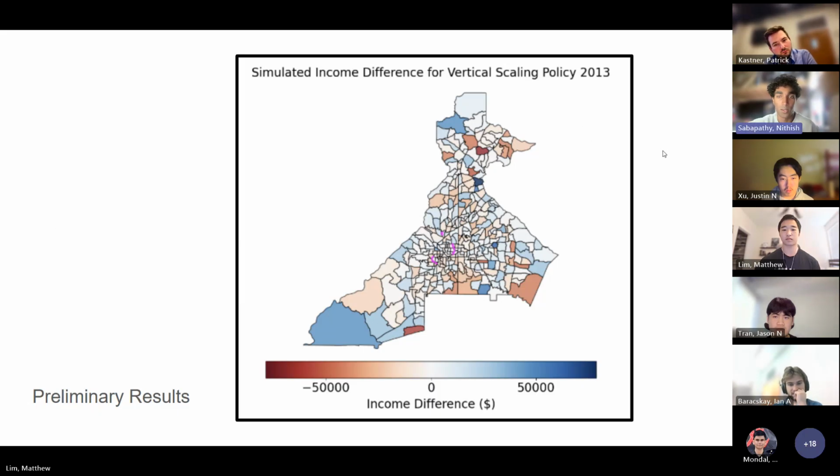This graph is just a preliminary result of implementing the vertical scaling policy, but it's simply a placeholder until we can improve the simulation to improve the results.